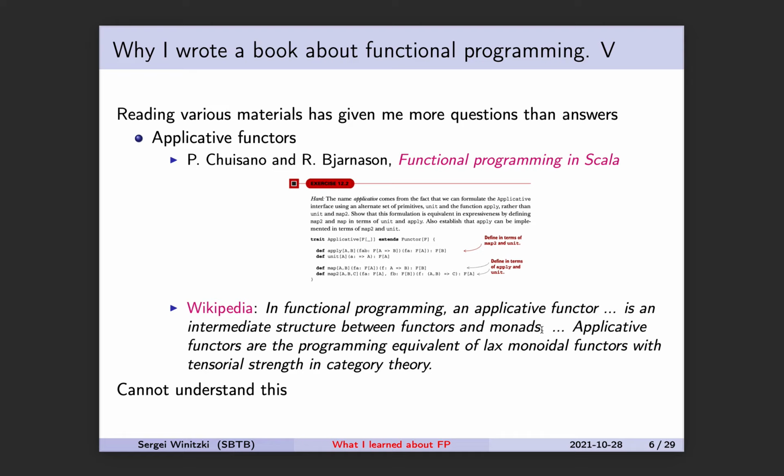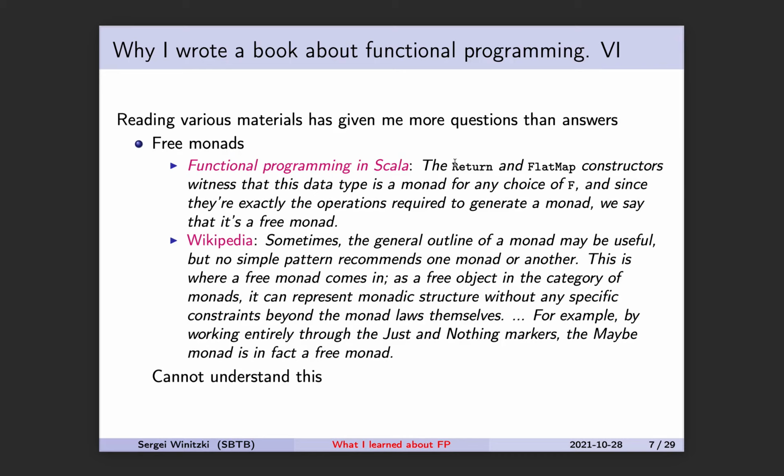Free monads is another fascinating topic. The return and flat map constructors witness that this data type is a monad. Now, why is that? Is that because some case class is called flat map? That's what makes it into a monad, because it's called flat map? What if I called it XYZ? It wouldn't be a monad anymore? I'm confused. They are exactly the operations required to generate a monad. We say that it is a free monad. What does it mean, free monad? Why is that? Wikipedia is not clear. Can't really understand.